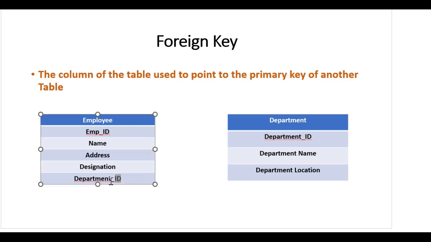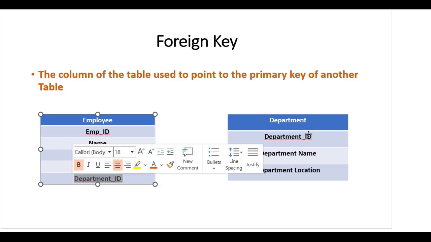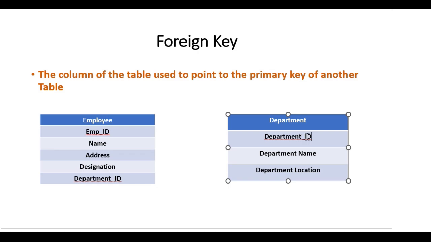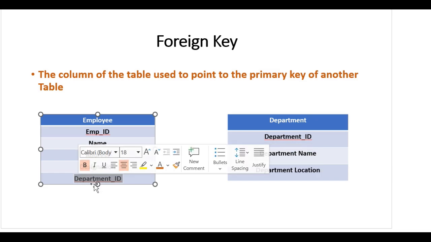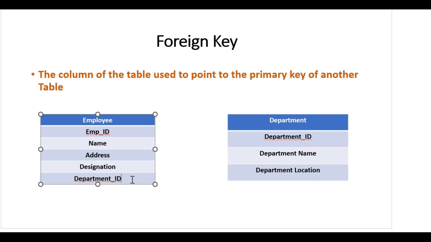So this department ID is pointing towards the primary key of the department table. So this becomes the foreign key. This one is the foreign key in the employee table. We have this department ID which becomes the foreign key and is pointing to the primary key of another table.